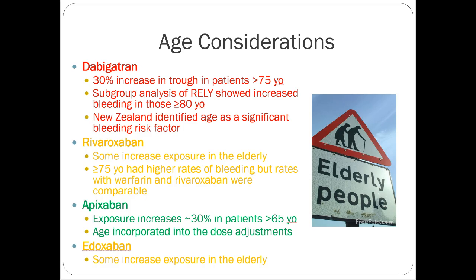Age consideration. The really big one to look at here is the green apixaban. Apixaban actually has a specific recommendation for age because exposure increases over about 30% in patients over 65 years old. And age is incorporated into the dose adjustments. The rest have some age things that you can look at here, but apixaban actually put that into their recommendation.